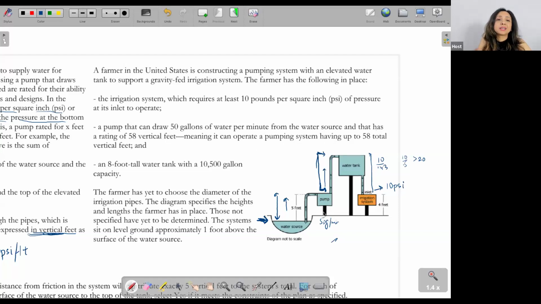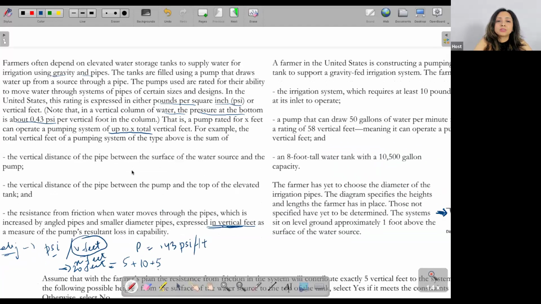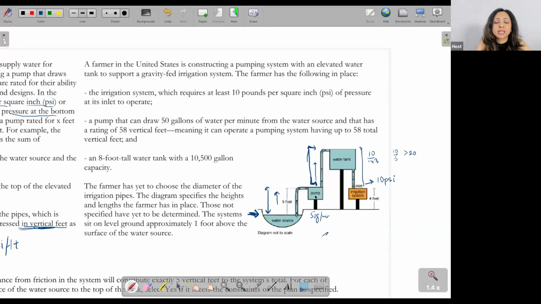We discussed what the rating of 20 was, right? We said that was 5 plus 10 plus 5. Do you remember when we discussed the stab 1? Now, here the rating of this pump is 58, which means that this distance of 5, plus this entire distance, whatever it is, plus whatever is lost through resistance, those three terms would add up to 58. Maximum should be 58. Okay, so let me just write down 58 feet over here. That is the rating of this particular pump.